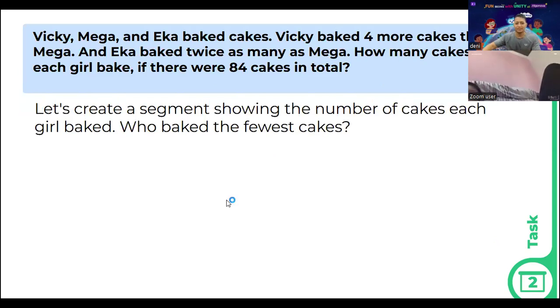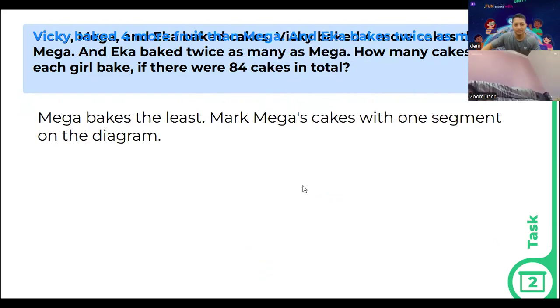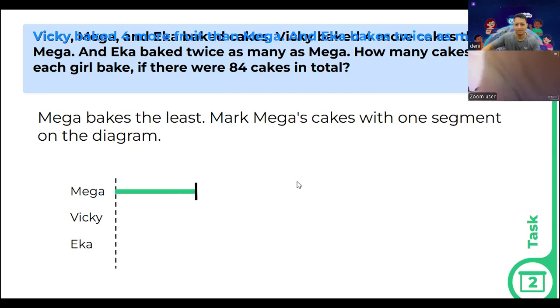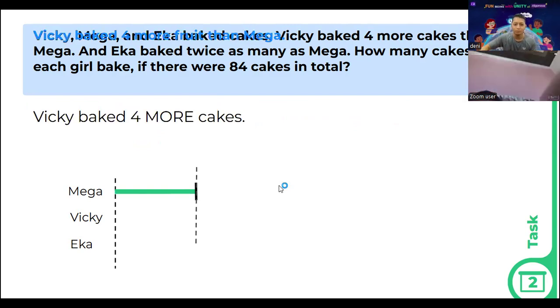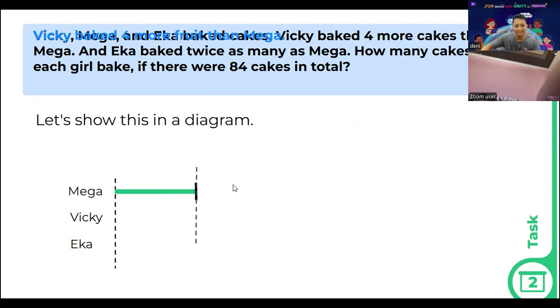Let's create a segment showing the number of cakes each girl baked. Who baked the fewest cakes is Mega. Yeah, Mega bakes the least. Mark Mega's cakes with one segment on the diagram like this. Now, what is known about the cakes baked by Vicky? Vicky baked four more cakes. Let's show this in a diagram. Okay.